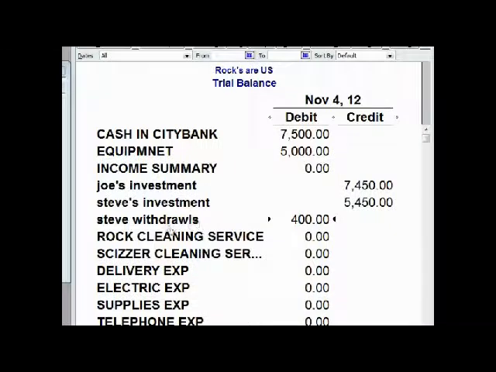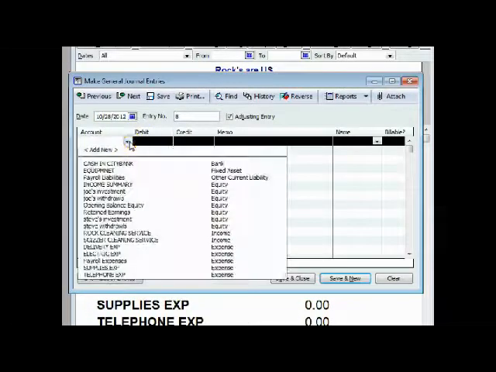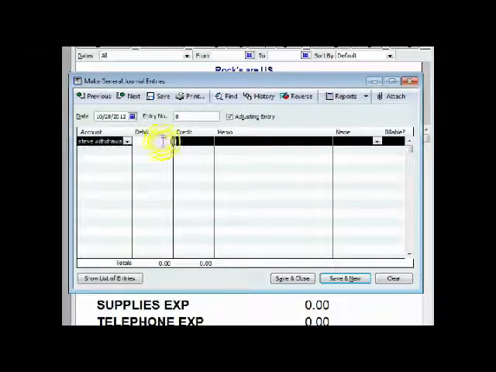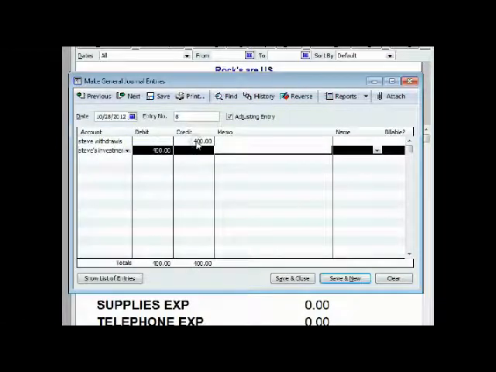When we finish, Steve's withdrawals should be 0 and Steve's investment should be $5,050. The decrease of $400 should reflect what he withdrew during the month. The general journal entry says, look, Steve's withdrawals already has a debit balance of $400. So to make it 0, we have to put a credit. And obviously the balancing debit goes to Steve's investment.